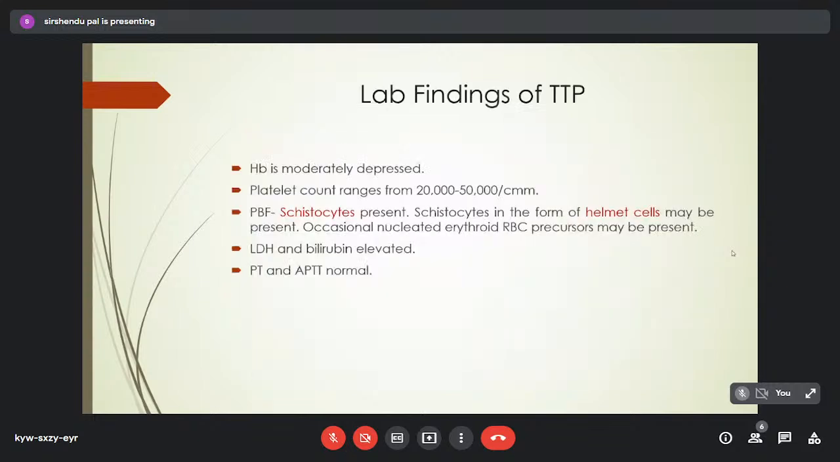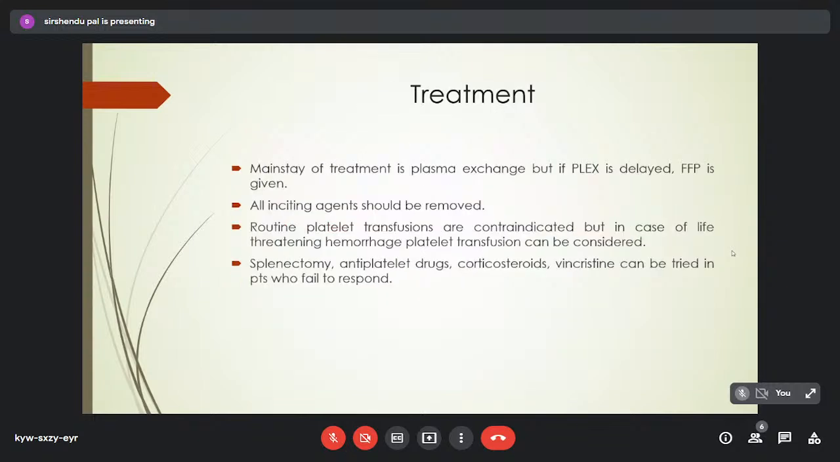Coming to the lab findings of TTP, hemoglobin is moderate. For treatment, fresh frozen plasma can be given. The inciting agent should be removed, but routine platelet transfusions are contraindicated. But in case of life-threatening hemorrhage, platelet transfusion can be considered. Splenectomy, antiplatelet drugs, steroids, vincristine can be tried in unresponsive cases.